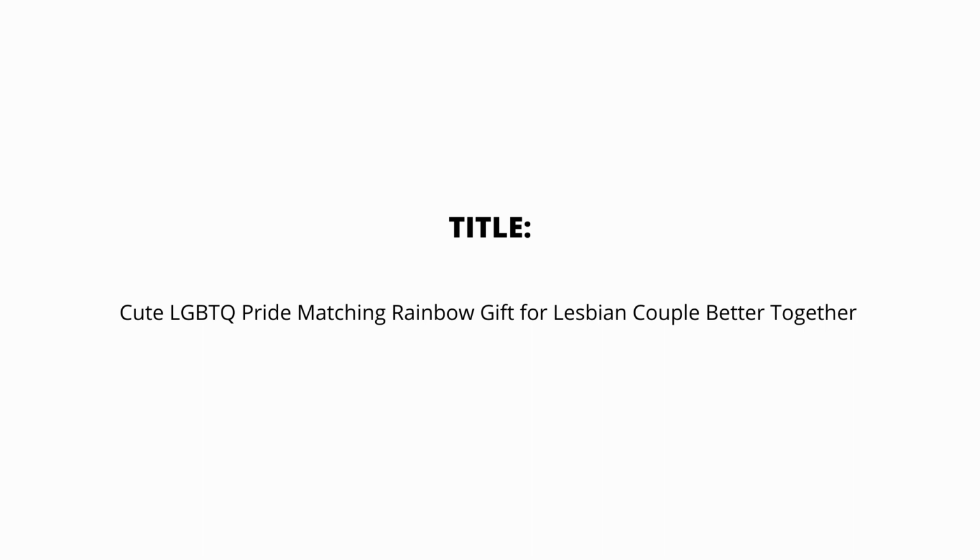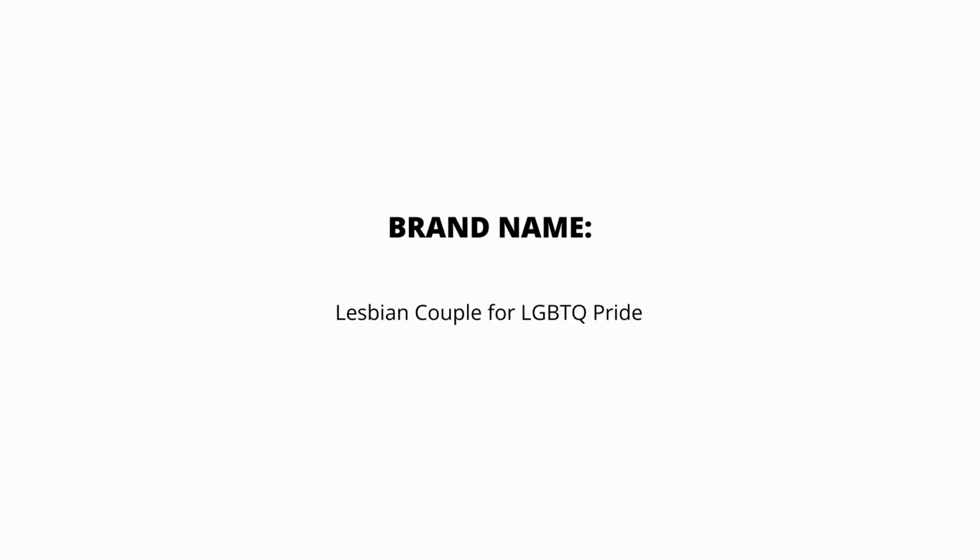Also, I added all the important related keywords like LGBTQ, pride, matching, rainbow, etc. with my primary keyword lesbian couple. I also added the design slogan because it's short and people also search with this term, better together. And for the brand name, I wrote lesbian couple for LGBTQ pride. This brand name is a combination of primary keyword and some important related keywords like LGBTQ and pride. And then lesbian couple. And this is my primary keyword, okay?